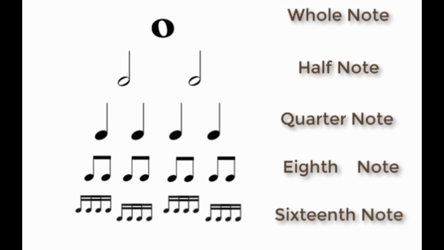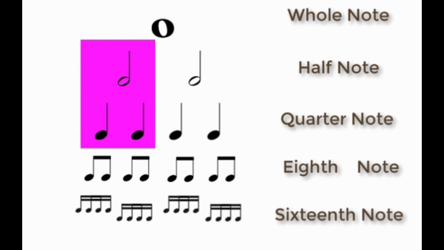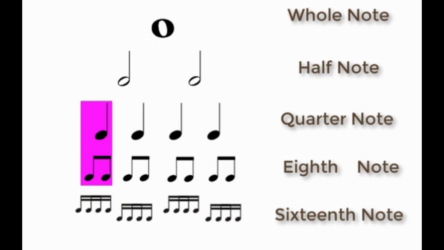Now, it's an easy hierarchy to remember. 2 half notes equal a whole. 2 quarter notes equal a half. 2 eighths equal a quarter, and 2 sixteenths equal an eighth. That's where all our rhythm studies begin, understanding these relationships.